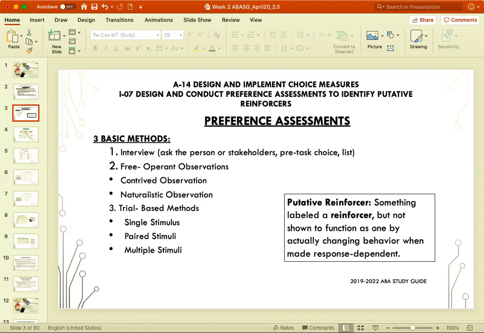Andy asks, is a punitive reinforcer the same as an arbitrary reinforcer? Let me look into that when we take a break. I haven't heard the word arbitrary reinforcer as a technical term, but I could be wrong. It makes sense.